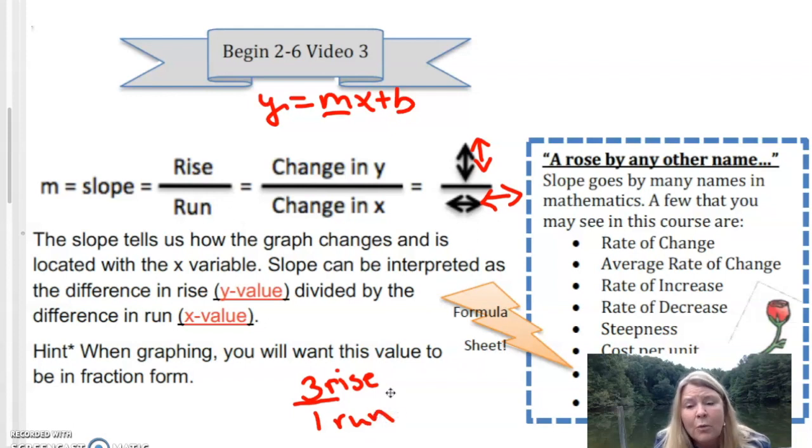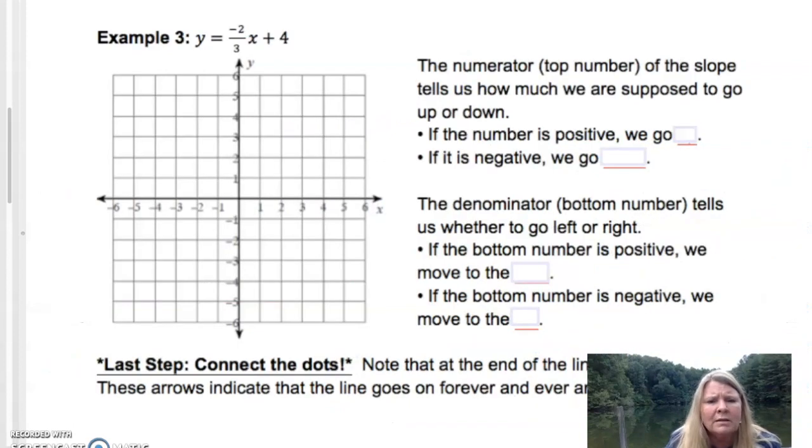So, slope, we're going to call a lot of different names in this course, and you may see it in many courses. We may call it slope, rate of change, average rate of change, the rate of increase, the rate of decrease, the steepness of the line, the cost per unit, m, or the change in the y's over the change in the x's, or you may call it the speed. So there are lots of different names. That by no means is everything, but those are a few names that you may hear in this course. So let's go on down to the next thing.